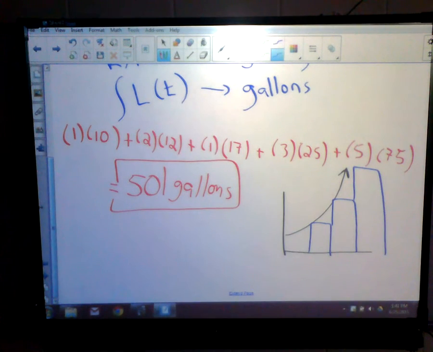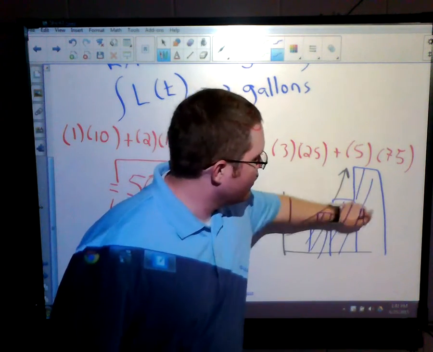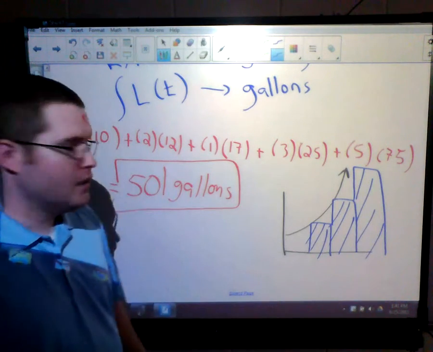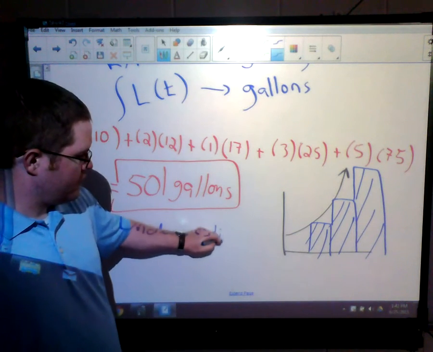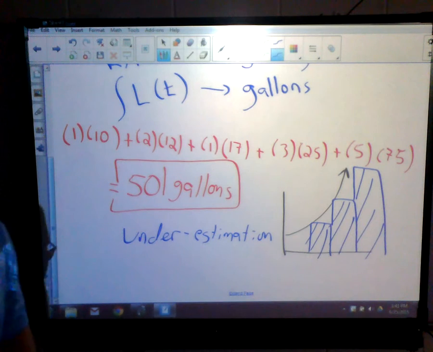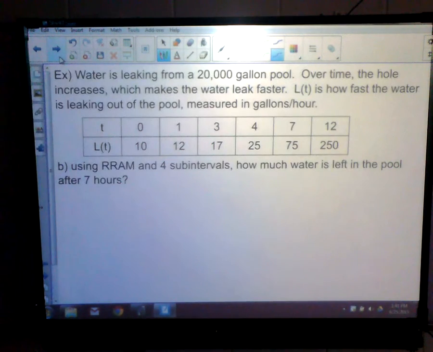Is the area of these rectangles less than the area under the curve, or more? They're less because they're not taking into consideration those little pieces right there. So this is an underestimation. Don't get lazy. LRAM is not always an underestimation. Depends on what the graph looks like.